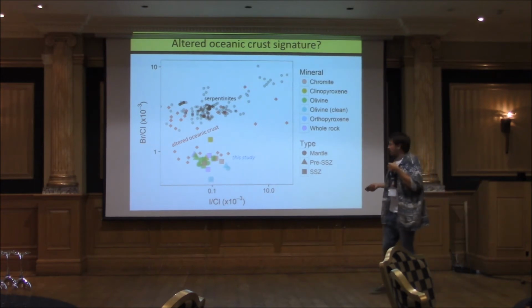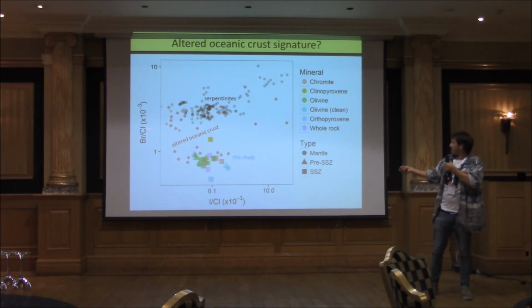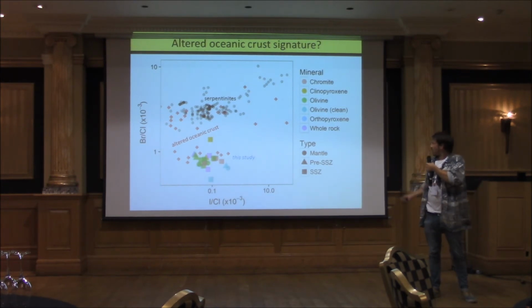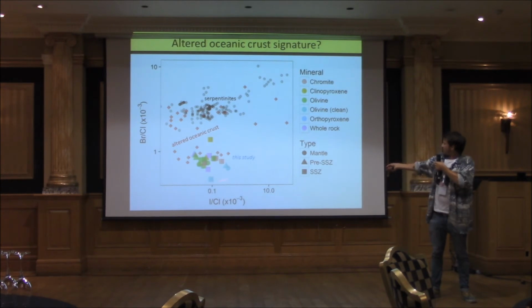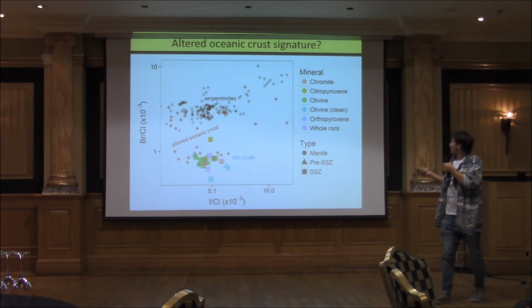At first I thought, okay, this is actually a problem, we've done something wrong, but the more I've checked it, we haven't. We do have very low bromine compared to chlorine. On this axis we have bromine relative to chlorine, on this one iodine relative to chlorine. They're plotting very low, but something they are plotting near is a certain element of altered oceanic crust.